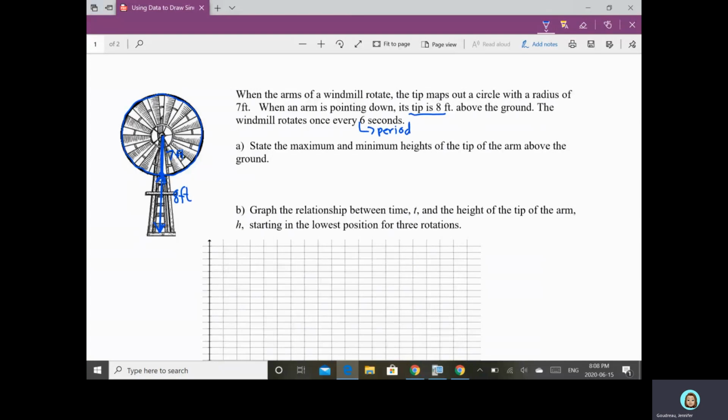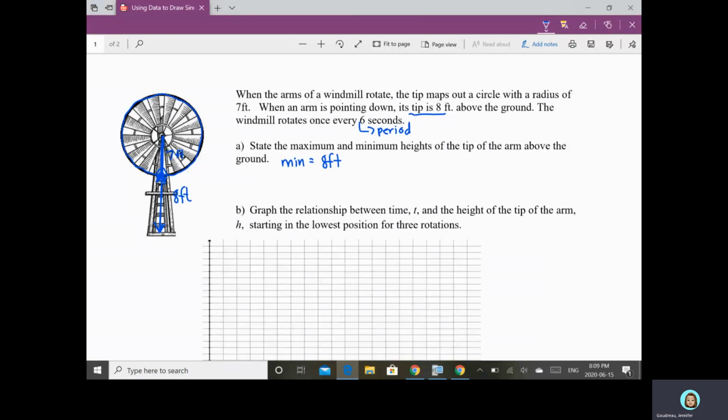Okay, so we have taken in what our information is. We've put some of it in the diagram and identified some of the other stuff. Now let's answer the questions. State the maximum and minimum heights of the tip of the arm above the ground. So if we're following the tip of the windmill, again, it starts here. This would be the lowest position. And so since we're measuring from the ground, our minimum distance would be 8 feet. In all the other positions, it is higher above the ground than 8 feet. So there is our minimum height above the ground.